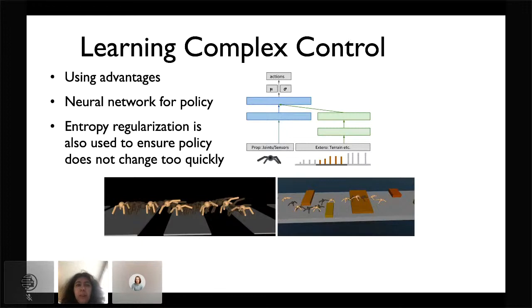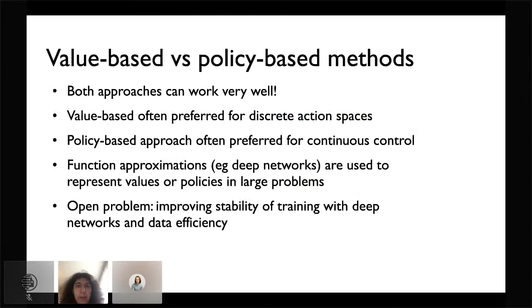Oftentimes, these methods are used together with a particular form of exploration called entropy regularization. One way to think about it is that it ensures that your policy does not change too quickly. It changes slowly over time so that the data that you've used before is not too stale.